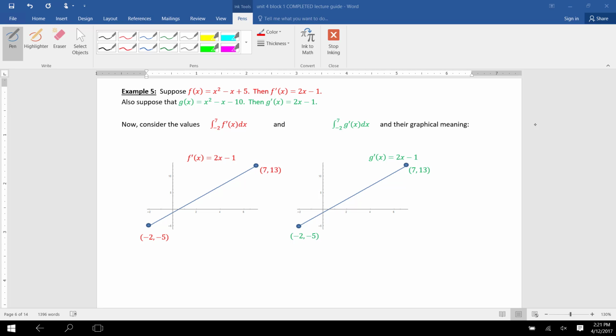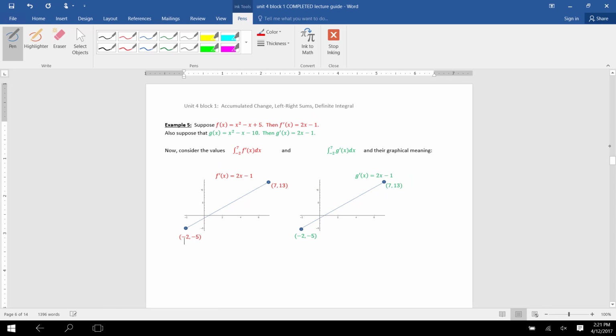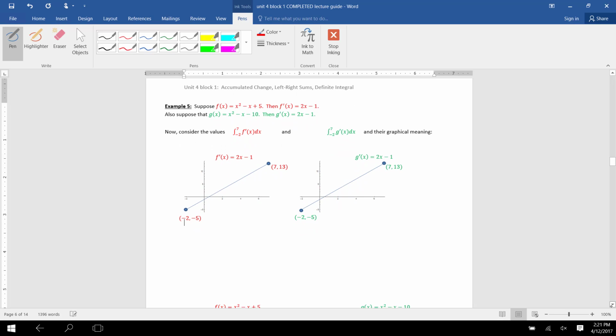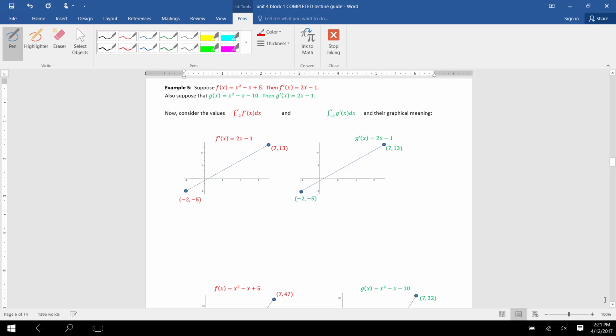We're now on to example 5. In this example, we are considering a set of problems on the left side of the page and a set of problems on the right side of the page. For now, let's focus our attention on the left side of the page.